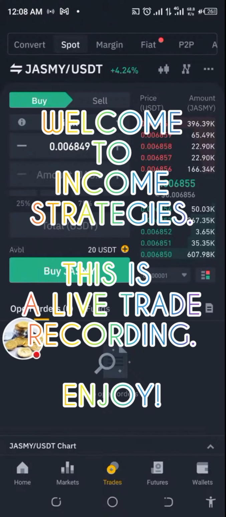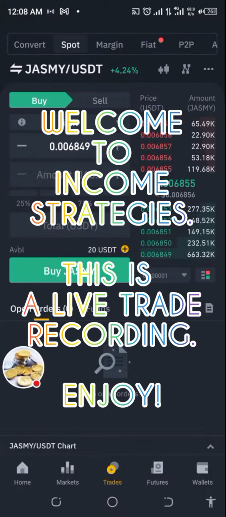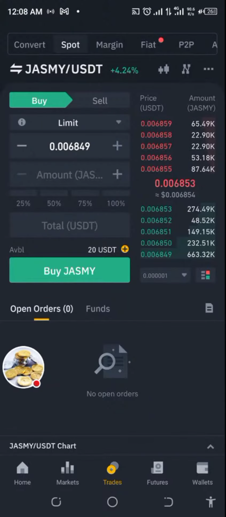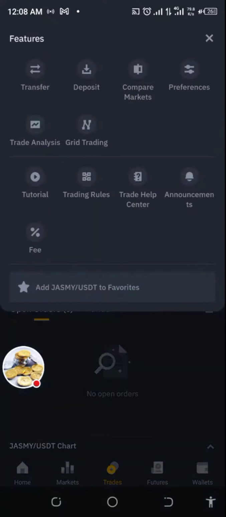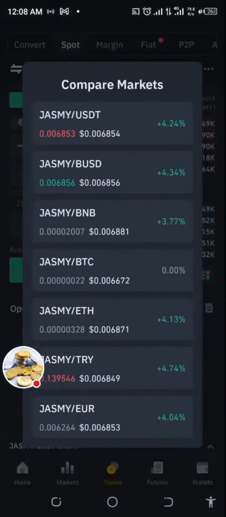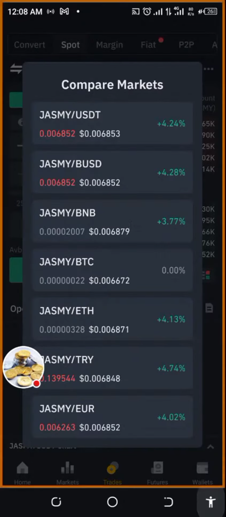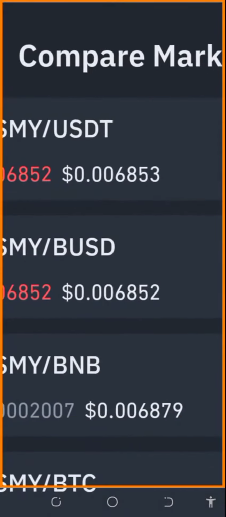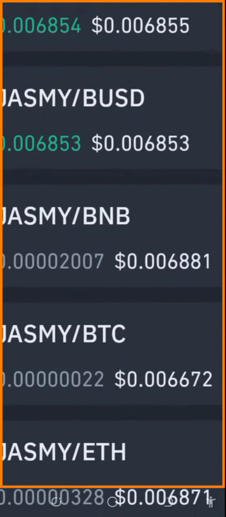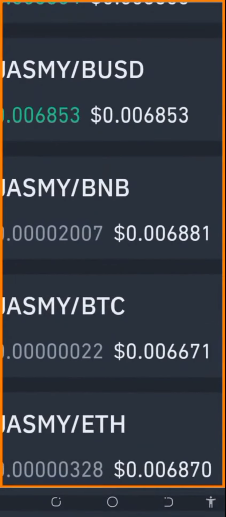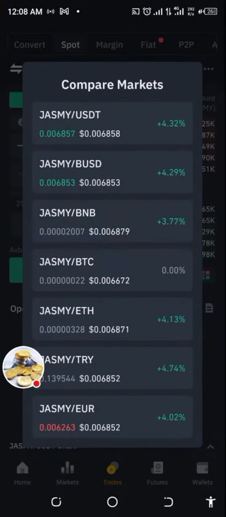I just saw another opportunity and I said, okay, let's go live and see whether we can carry out this live trade and get it done. All right, so now we have JASMY USDT. Let's go over to the compare markets and see what we have. JASMY USDT is 0.0068. What about BTC? 0.0066. Okay, let's see how this will go.